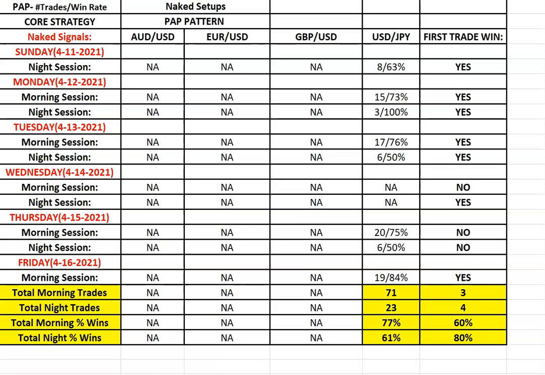For the week overall, we had 71 morning trades and 23 night trades. We were hitting at 77% on our win ratio there. Once again, keep in mind, these are naked stats. These are just taking the buy and sell signals as they present themselves without any additional filtration. We do not recommend you trade these in that kind of mechanical fashion. Trading in a mechanical fashion will not work.